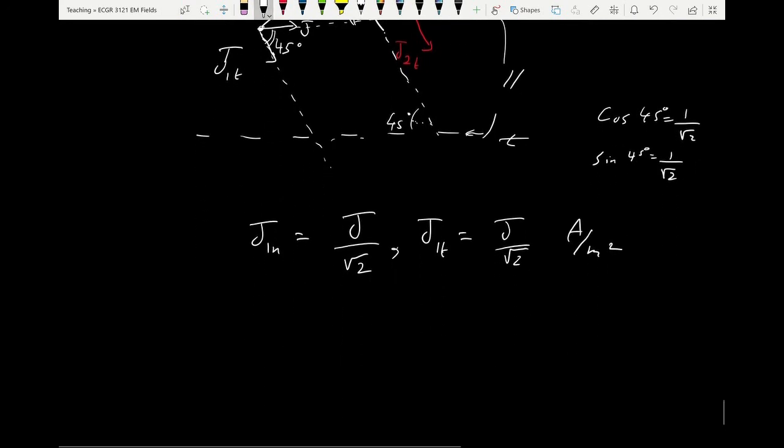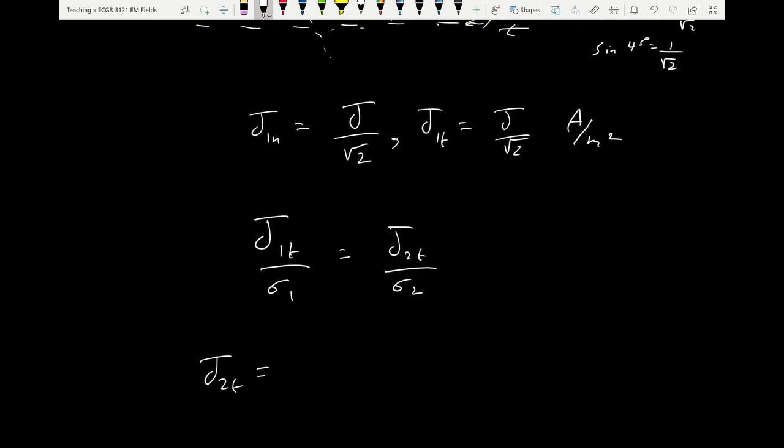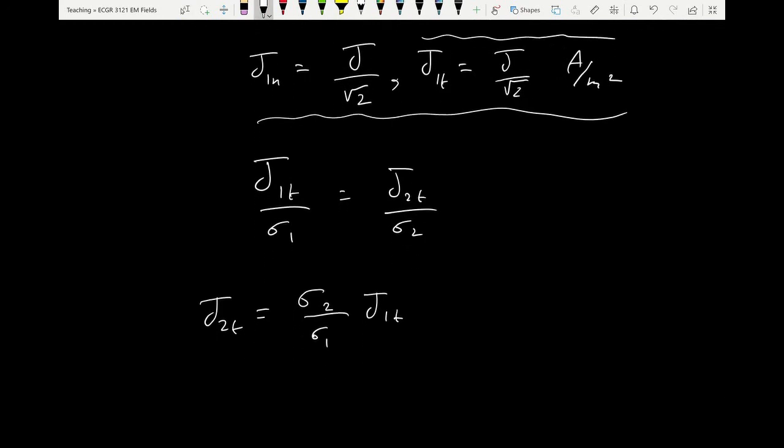Well, we use the interface conditions, right? So the interface condition is that J1t over sigma 1 equals J2t over sigma 2. So that tells me that J2t equals sigma 2 over sigma 1 J1t. But we calculated J1t from here, right? It's this expression, which is J over square root of 2. So I end up with sigma 2 over square root of 2 sigma 1, right? So square root of 2 appears, and then I have J.